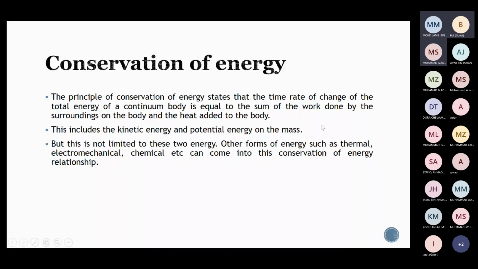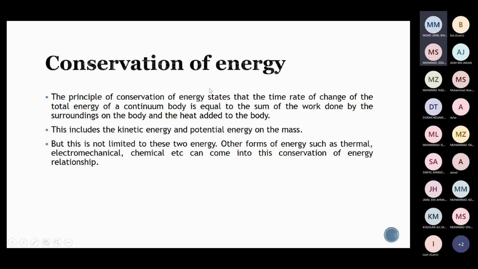And lastly is the conservation of energy. Basically, the principle of conservation of energy states that the time rate of change of total energy of a continuum body is equal to the sum of the work done by the surroundings on the body and also the heat added to the body. So this might include the kinetic energy, potential energy, but sometimes you can have other energies like thermal energy, electromechanical energy, chemical energy that may be involved in the conservation of energy.